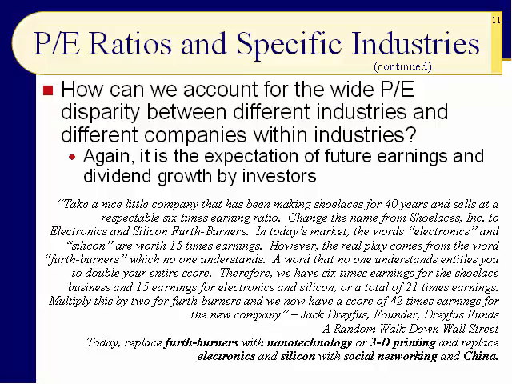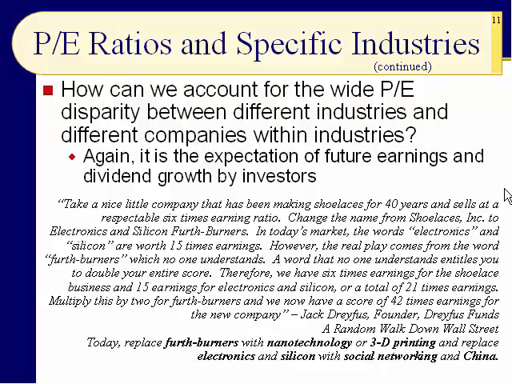So you probably can't see it if you're looking at this on your cell phone or tablet. But let me read it for you because I just love it. He's a funny guy. Take a nice little company that has been making shoelaces for 40 years and sells at a respectable 6 times earnings ratio. Change the name from Shoelaces Incorporated to Electronics and Silicon Firth Burners. In today's market, this is the 1960s, the words electronics and silicon are worth 15 times earnings.